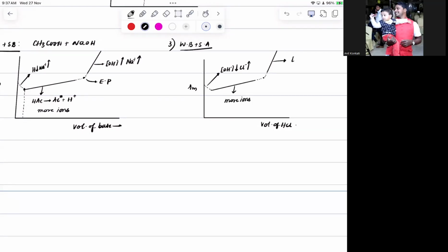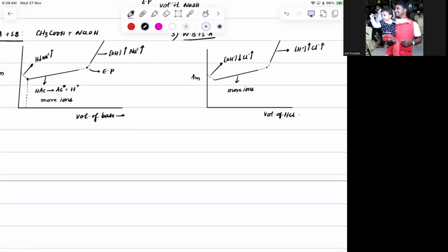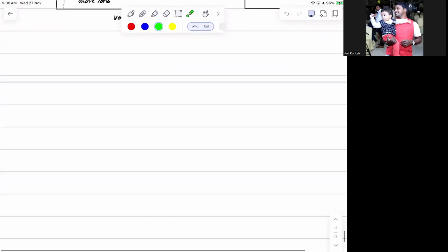At this stage, H plus is increasing as well as Cl minus, so that's why it is drastically increasing there. So this is the value which you will notice. If the graph is given almost like this, you can also accept it, considering initially there is no ionization.